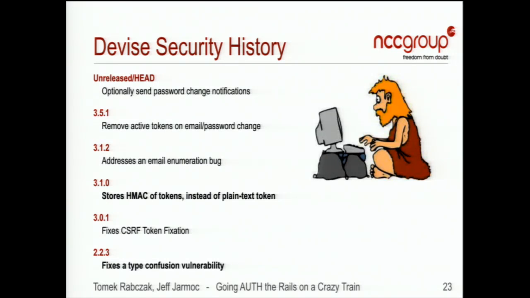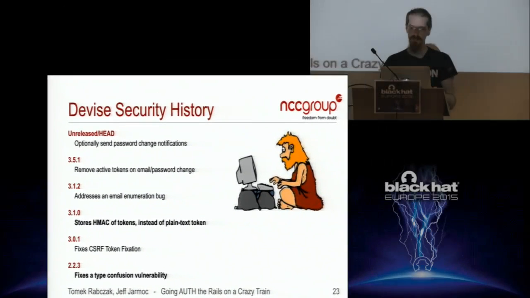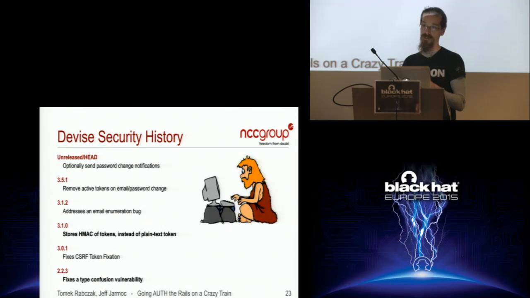When we have these password reset tokens flying around, it helps to think of them as credentials, because they really are. They'll give you access to the account. And so we need to secure them in similar ways that we would secure actual credentials. There was a CSRF vulnerability, a token fixation vulnerability that allowed for CSRF. But then back in 2.2.3, there was a type confusion vulnerability. And this one's really interesting.